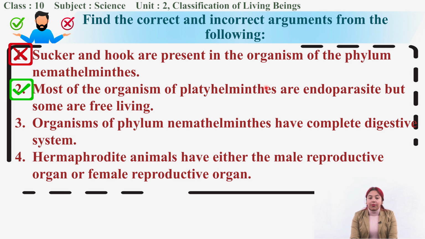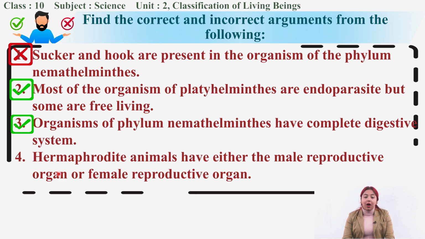I have another option. Organisms of phylum Nemathelminthes have a complete digestive system. Is this correct? Yes, it's correct, because the phylum Nemathelminthes is the first phylum that has the complete digestive system. It has mouth, anus, pharynx, as well as intestine in between mouth and anus. So it has a complete digestive system.